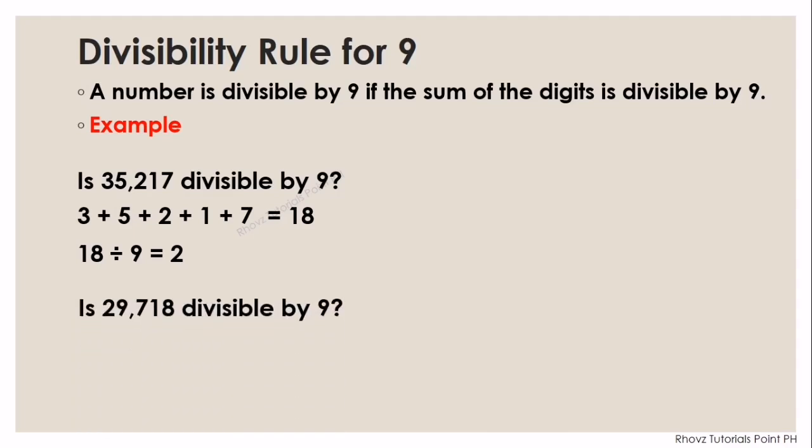Next is 29,718. So, pagpa-plusin ulit natin, 2 plus 9 plus 7 plus 1 plus 8. So, 2 plus 9 is 11, plus 7, 18, plus 1, 19, plus 8, 27. So, 27 divided by 9 is 3. Therefore, 29,718 is divisible by 9.